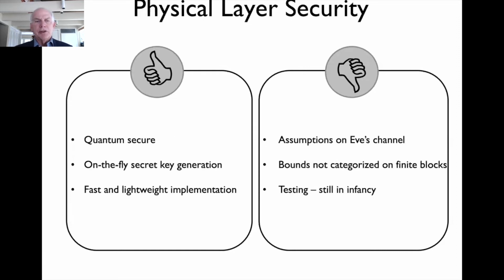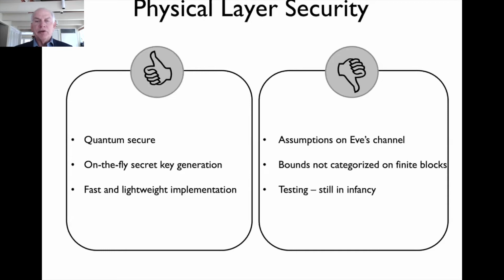So what about physical layer security? Well, physical layer security is based on information theoretic principles. It's secure, it's quantum secure. There's also quantum information theoretic security. It's fast and lightweight. That is, it's the same kind of complexity as error control coding, which is commonplace. And if you want to use encipherment, you can actually generate or distill a key on the fly in the physical layer.